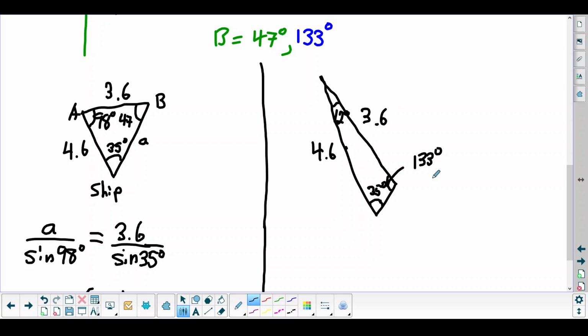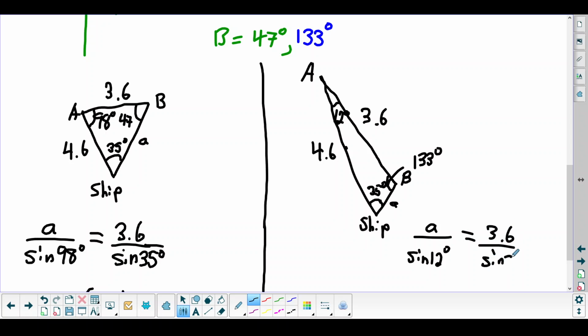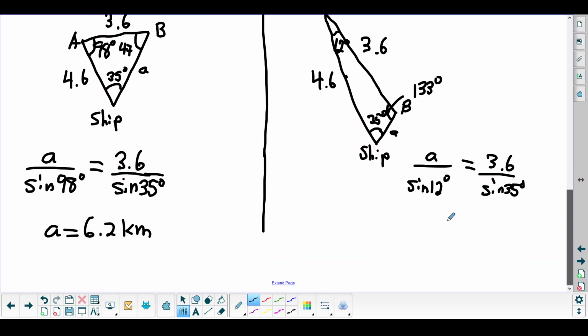Okay, so it's still the same problem though. So we want to find A. This was angle A up here, so angle B over here. This is the ship. So side length A over, in this case, sine 12 is equal to 3.6 over sine 35 degrees. We'll calculate this, multiply sine 12 up, and we get A is equal to 1.1 kilometers.